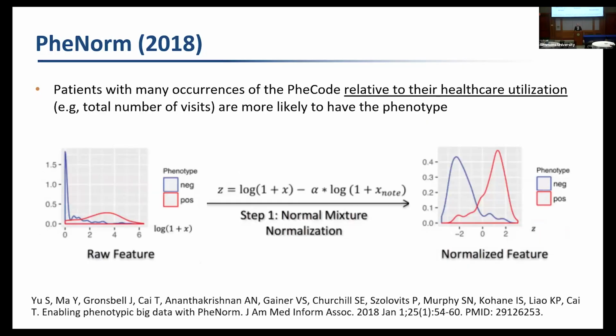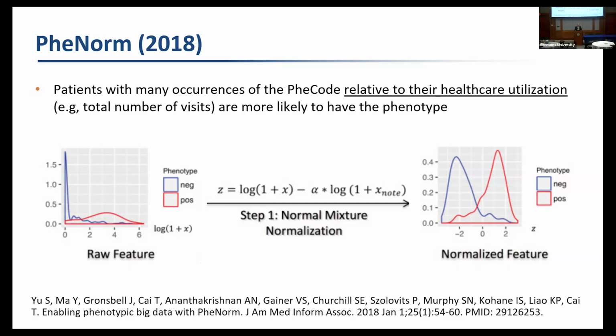Then in 2008, this is sort of the real key paper in this. It's about an algorithm called Phenorm. And the insight here is that, before I was saying patients who had more occurrences or recordings of a diagnosis in their chart may be more likely to have that condition. But Phenorm shows that it also has to be normalized by healthcare utilization.